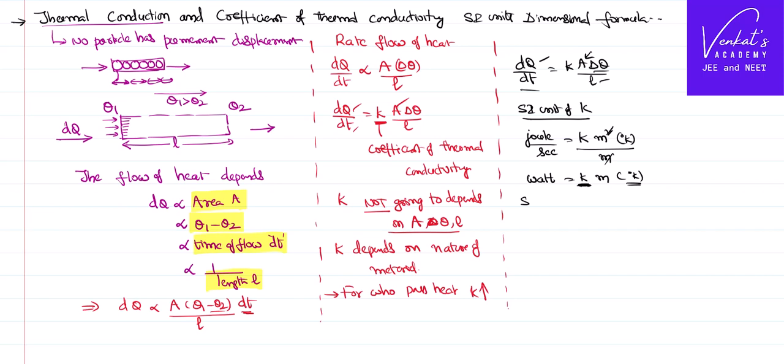So the SI unit of coefficient of thermal conductivity K is watt per meter per Kelvin, or watt meter inverse Kelvin inverse. That's the SI unit of coefficient of thermal conductivity, and it depends on the nature of the material but not on physical dimensions.